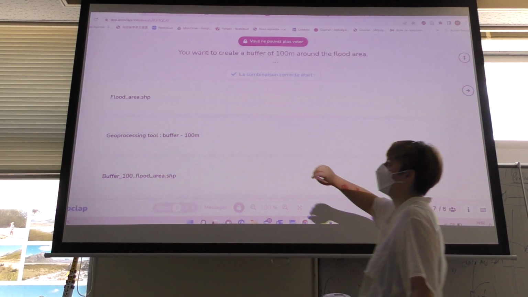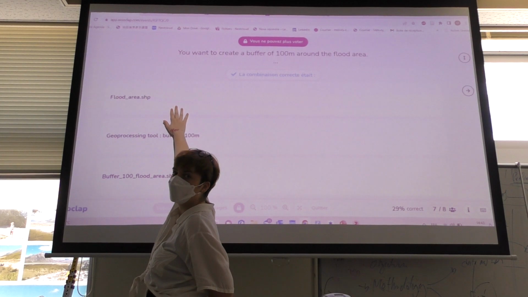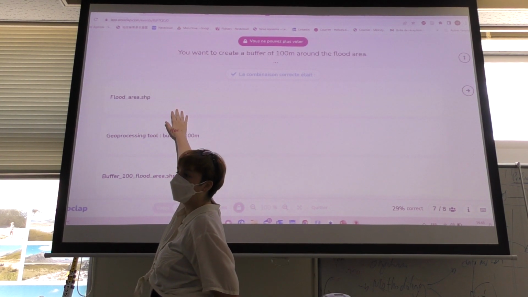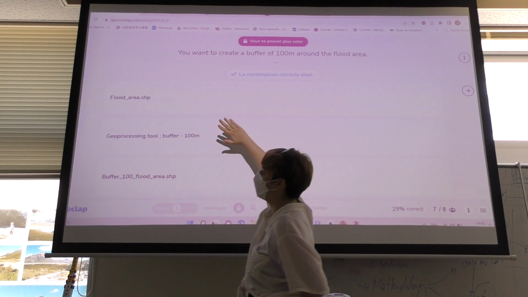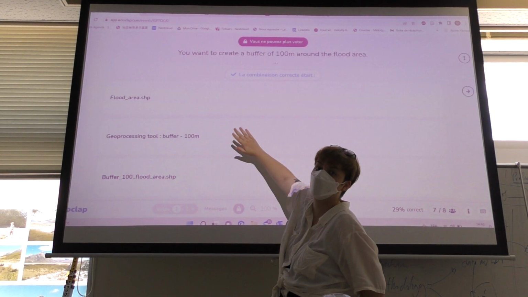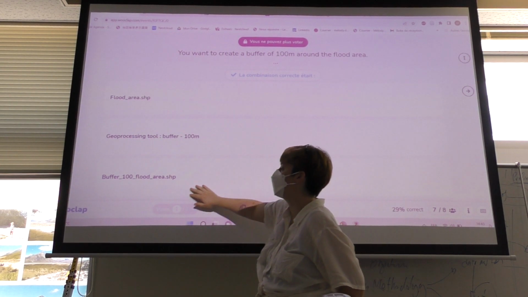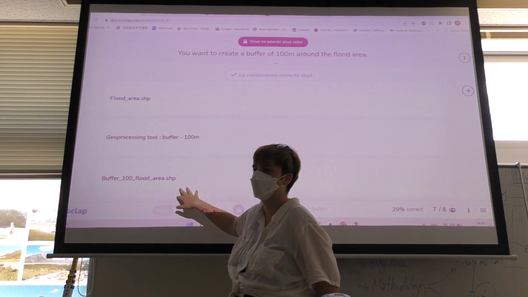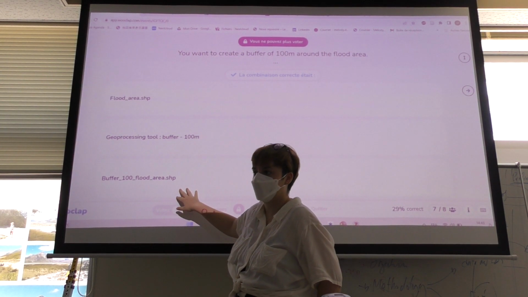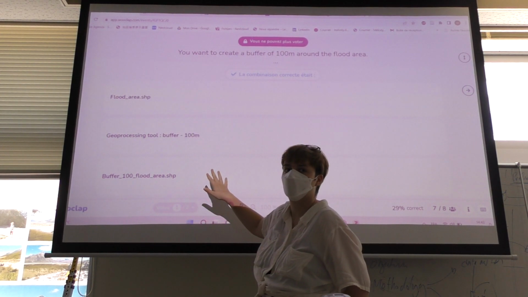First, you have the source layer I gave you, the flood area. And you want to do a buffer around the flood area. So after, you have the geoprocessing tools, which is the buffer. And after, you have your result, which is buffer 100 flood area shape.